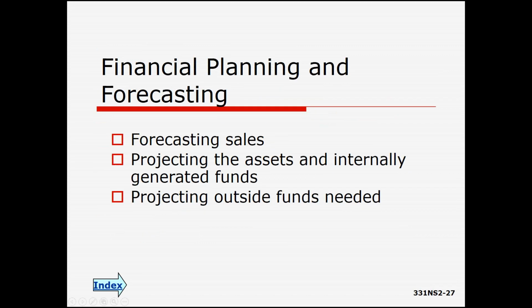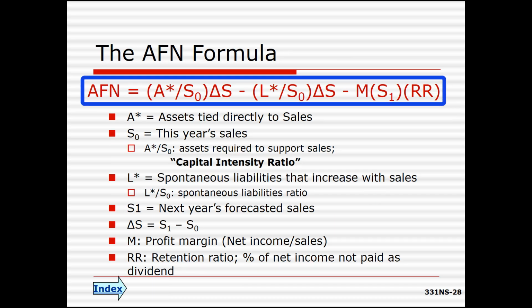This topic was covered in 331 in conjunction with the accounting review, since it depends heavily on the use of accounting data, while providing a basis for further forecasting in upper-level finance classes. The AFN, Additional Funds Needed equation, provides a basic method to value the impact of sales growth on the need for outside funding. A asterisk is the dollar amount of assets tied directly to sales. S sub 0, last year's sales. A asterisk divided by S sub 0 is the ratio of assets required to support a $1 increase in sales. It's called the capital intensity ratio.